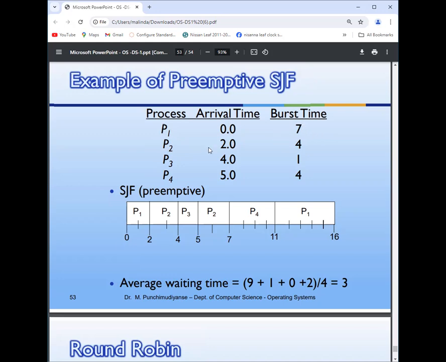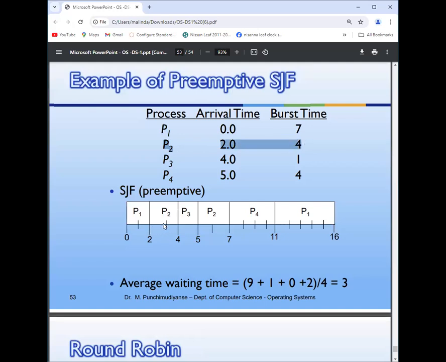Yes, 5. And P2 has work 4, which is shorter than P1, right? P1's remaining time is 5 milliseconds, but P2's work, which is coming at 2, is 4 milliseconds, which is shorter than P1's remaining work. So because of that, shortest job has to be allowed because we use preemption. Anytime you can interrupt. So what we do is we stop P1 from running at the CPU and allow P2 to run. Right? Got the point?